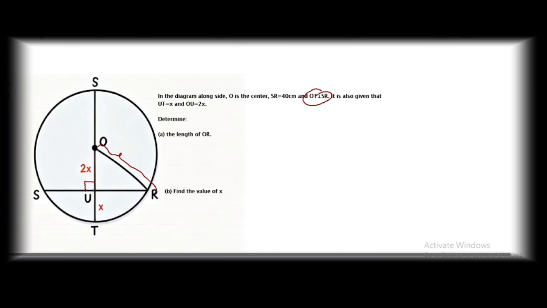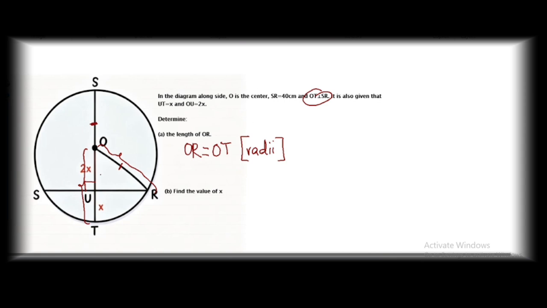We already know that OR is the radius, right? So we'll go ahead and check radiuses on this diagram. OR is the radius. OS is also a radius. And also OT is also a radius. So now, we'll eventually know that OR is equals to OT. Reason being, radii are equal to each other.